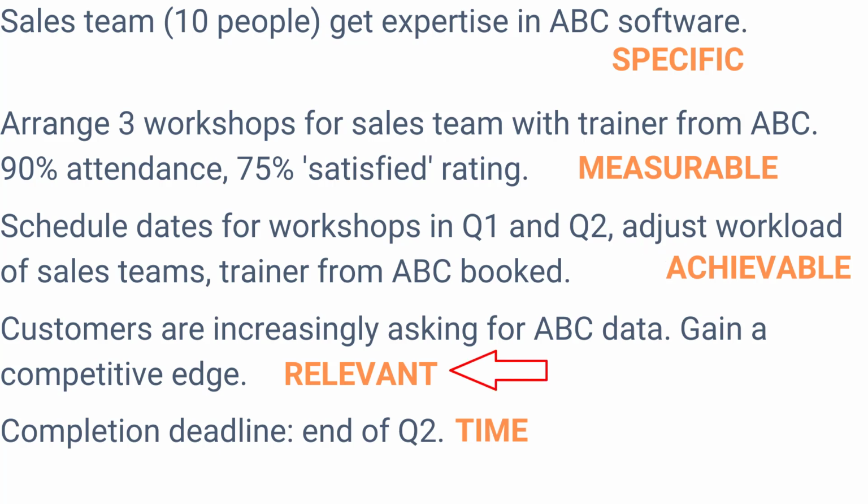Is it relevant? Well, yes, it's really relevant because the customers are asking for ABC, and knowing about ABC and getting expertise will give the company a competitive edge. And we have the deadline, the time, the completion deadline is the end of the second quarter. So this is an example of using SMART in a business scenario.